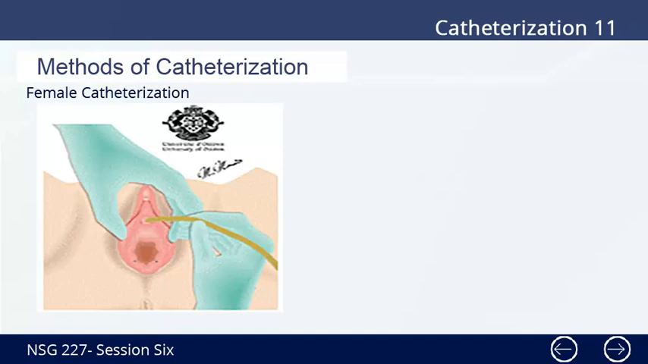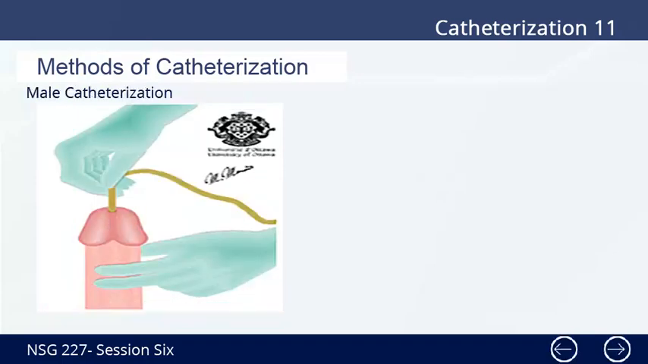27. Remove the equipment and make the client comfortable in bed. Clean and dry the perineal area if necessary. Send the urine specimen to the laboratory promptly or refrigerate it. 28 and 29. Wash your hands. Remove and discard gloves. Male catheterization.